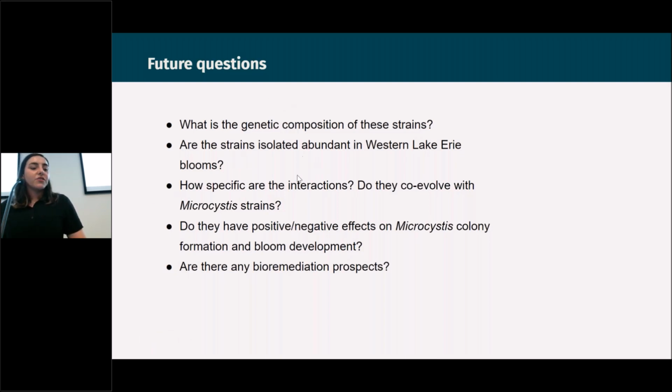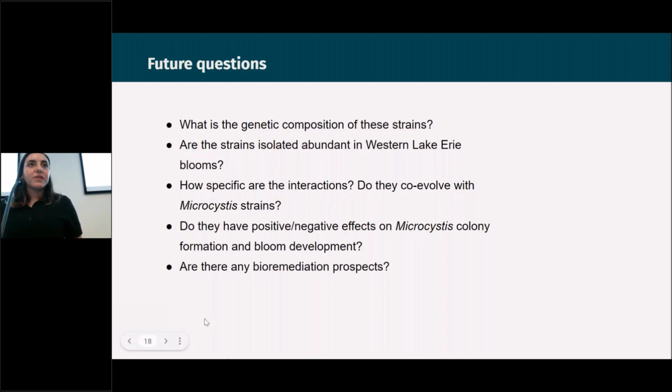And are these strains isolated abundant within Western Lake Erie blooms? This could also be done by correlating the strains with metagenomic data, so the data of the entire DNA that is found within Lake Erie.